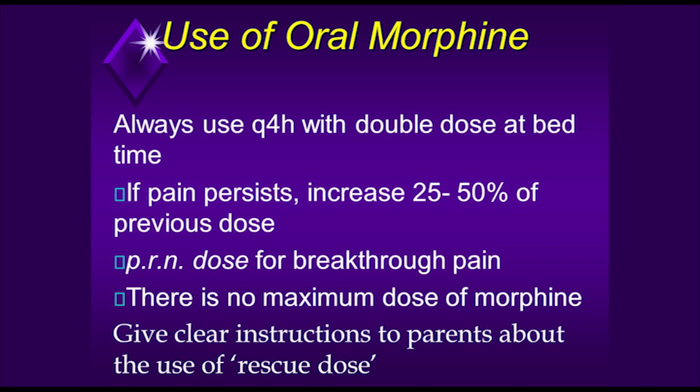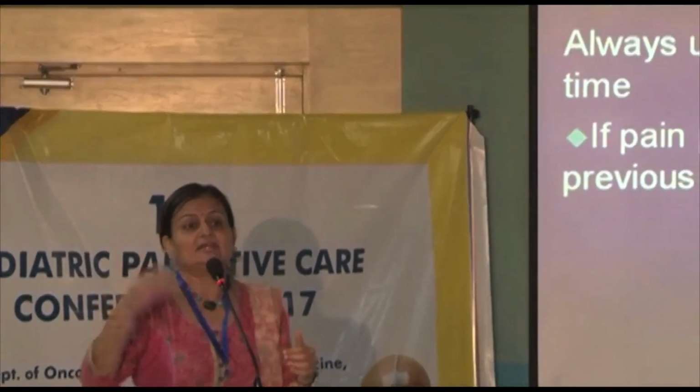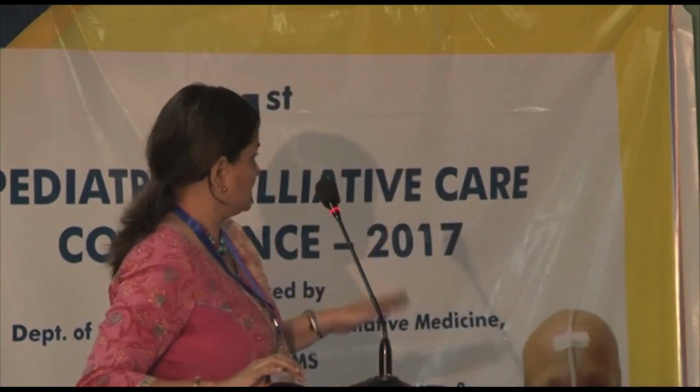Suppose you're using morphine 4 hourly: 6 o'clock, 10 o'clock, 2 o'clock, 6 o'clock, 10 o'clock. So this is how it works, 4 hourly, right? They say give double the dose at bedtime because the next dose is at 2 a.m. So why do you want to wake up a child at 2 a.m. and then give him that dose? So they say rather give double the dose, and their studies have found that it is good enough to cover the whole night. So that is the approach we take. Whatever the dose of morphine, give double the dose at bedtime.